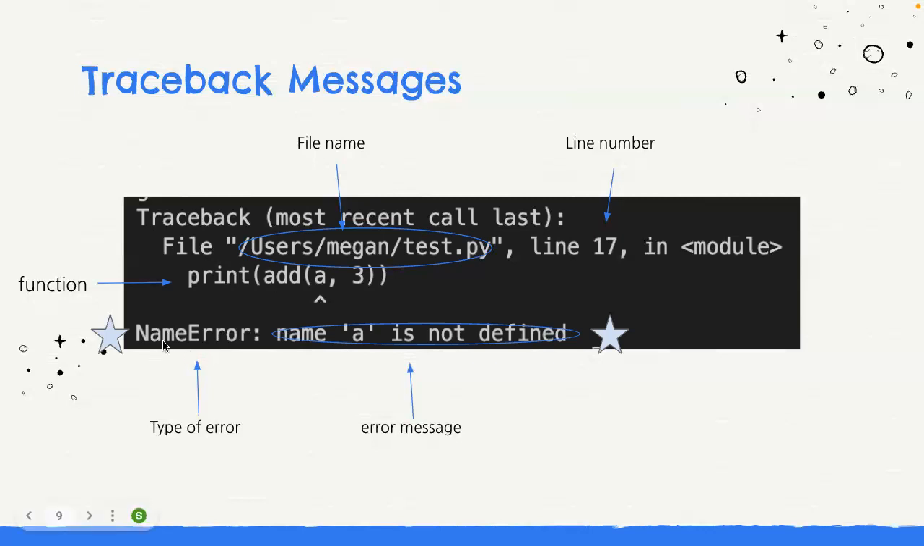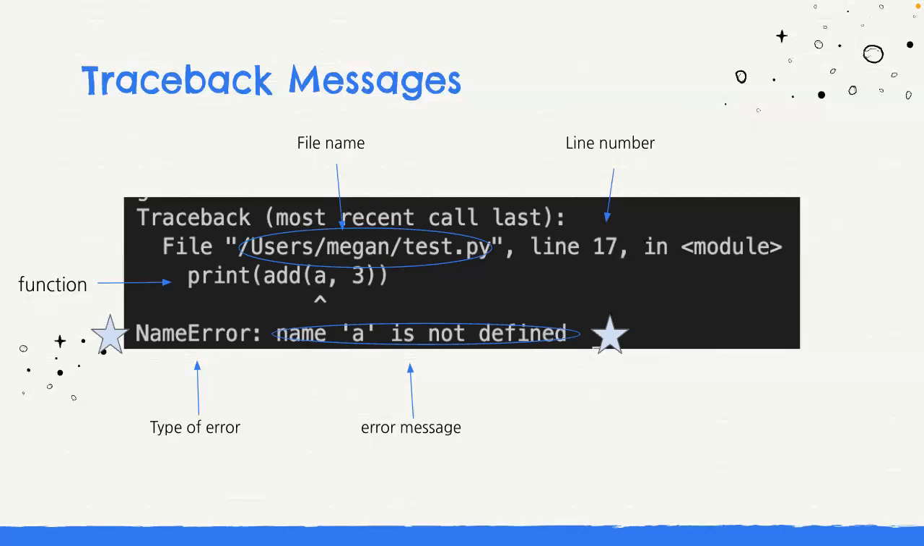After that, it tells you the type of error. In this case, it's a NameError. And then it tells you the error message: name 'a' is not defined. This one's nice because it's really easy to read. Basically, I didn't define what a is in this print statement, so I have to go back and define it or replace a with something else.